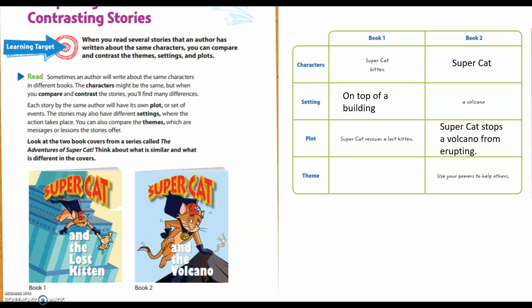All right, if you look at the second story, one of the themes is that we can use our powers to help others. Take a look at the first book. Do you think we can use that same theme for book 1? Is he using his powers to help others? That's what you're going to be writing about in your discussion posts today.